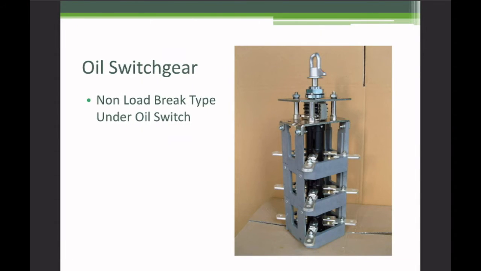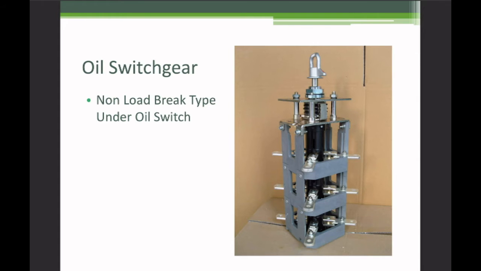So here's some pictures of our oil-based switchgear. So this is an example. Now, one of the things you might have seen is a switch or a handle on the front of a transformer that allows you to do an A or B side selection or a feed through. This is similar to what they look like on the inside. This is a non-load break rated one.